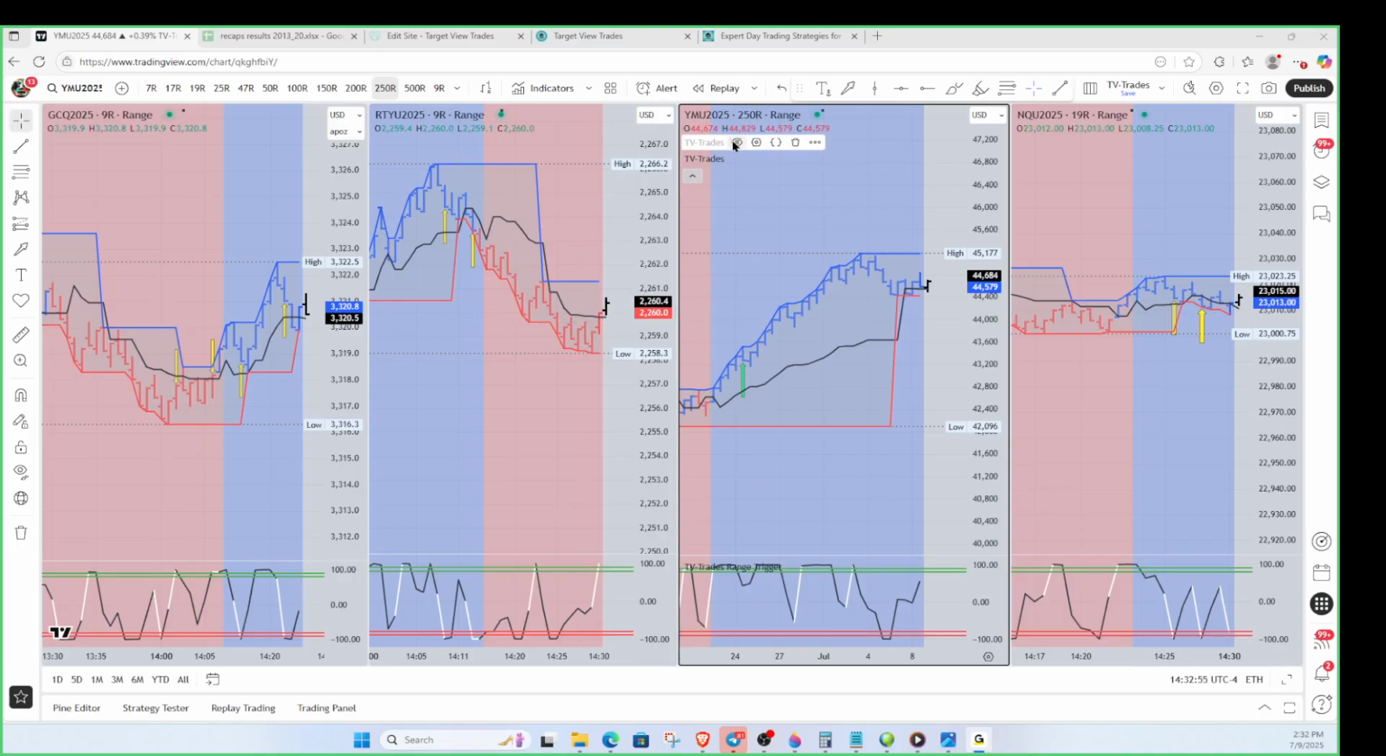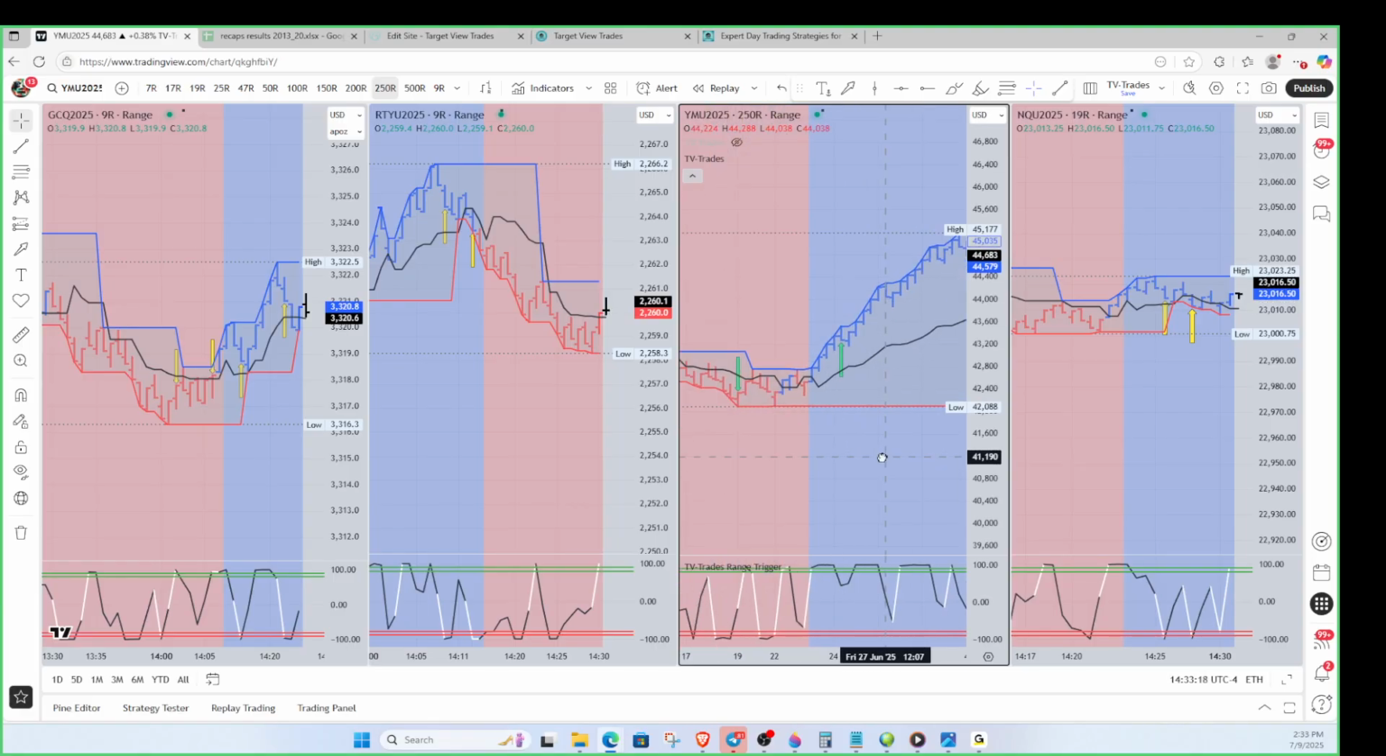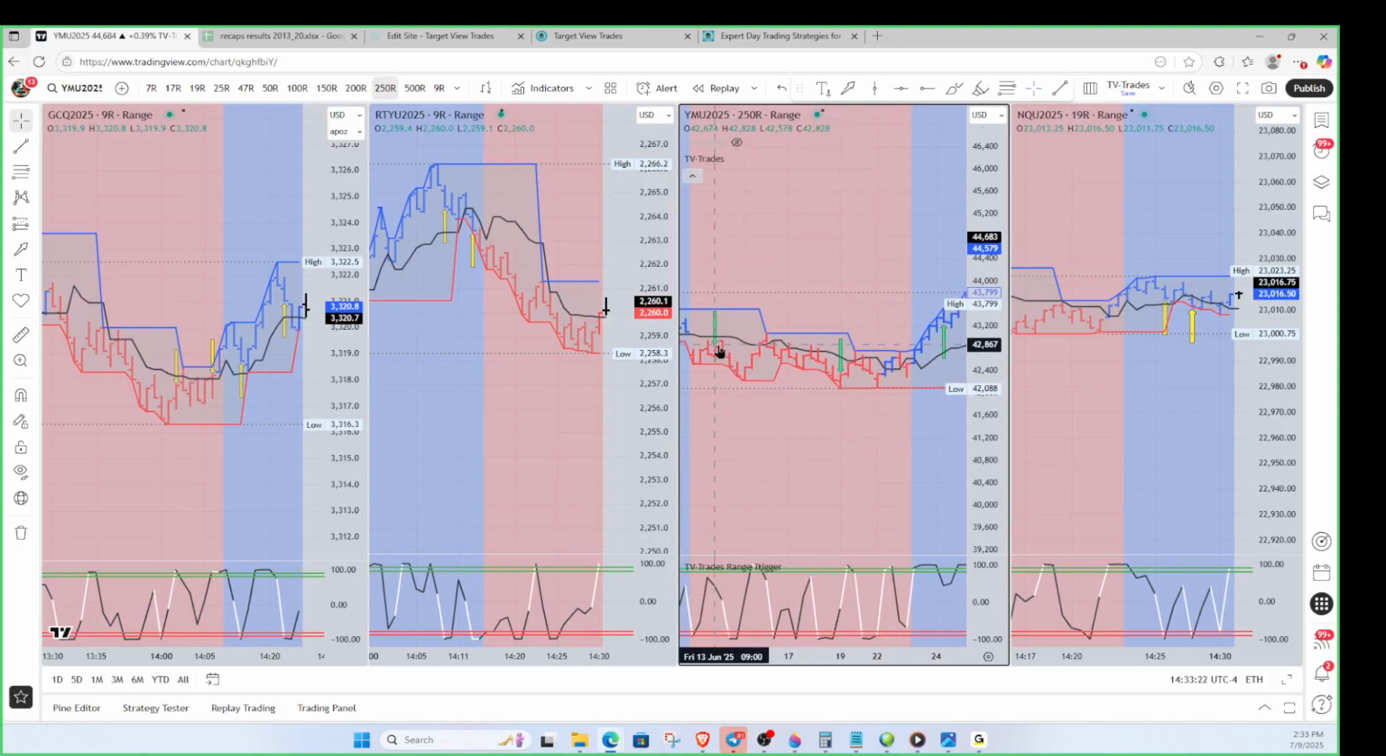I'll give you just a little sneak peek. Is that it? Yeah, there it is right there. Which one did I shut off? There. That's a swing trade signal right there, on the 250 range YM. It gives you the green arrow before the bar that you should buy, and the red arrow before the bar you should sell. Now obviously I'm still working on it.